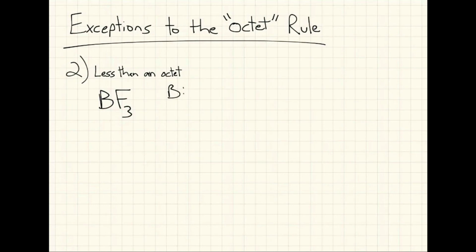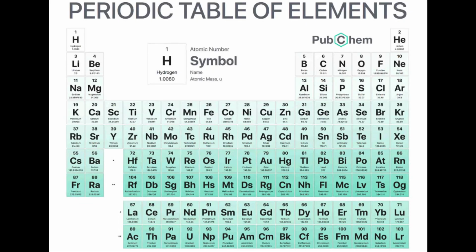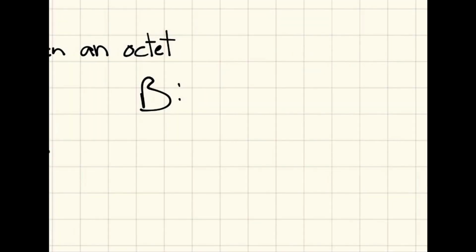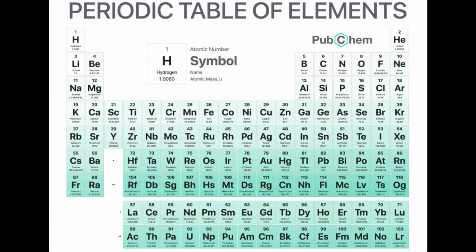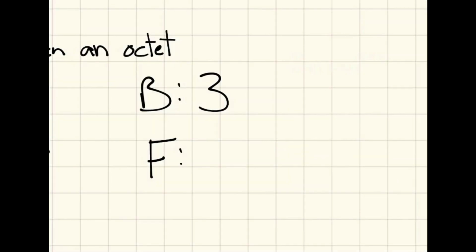So boron, according to the periodic table, again, if I refer back to the periodic table, there's boron. And if I count through the periodic table in the same principal quantum number, which in this case is 2, I get 1, 2, 3. So boron has 3 valence electrons. Now, what about fluorine? Again, if I go back to the periodic table, there's fluorine, 1, 2, 3, 4, 5, 6, 7. So fluorine would have 7 valence electrons.